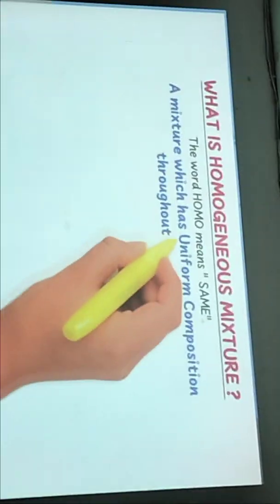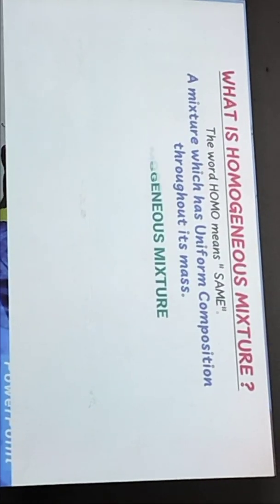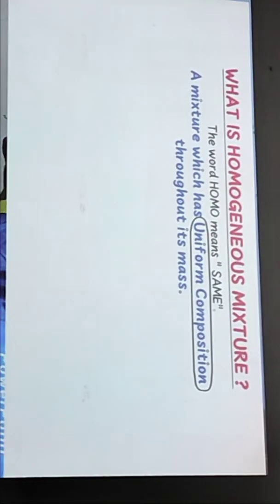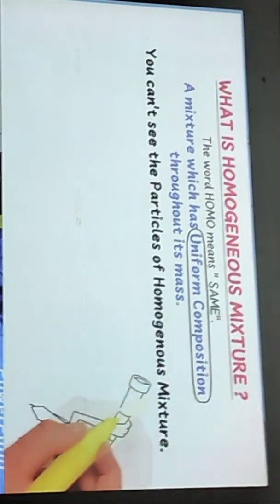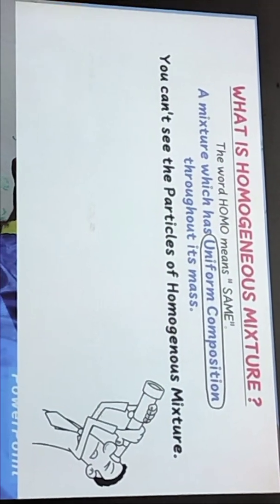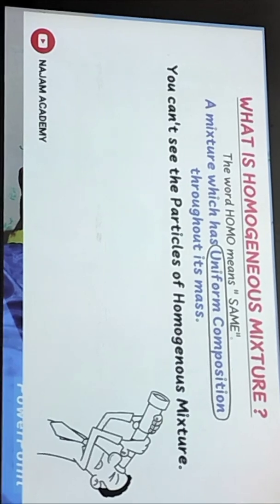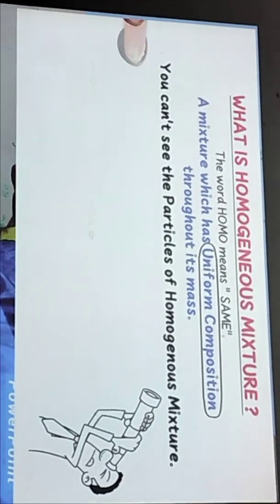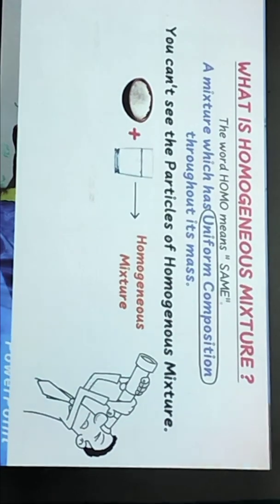Well, the word homo means same. Thus, a mixture which has uniform composition throughout its mass is called homogeneous mixture. By uniform composition, we mean that you cannot see or observe the particles of a homogeneous mixture with naked eye. The example of homogeneous mixture is when you mix table salt plus water, you get a homogeneous mixture.